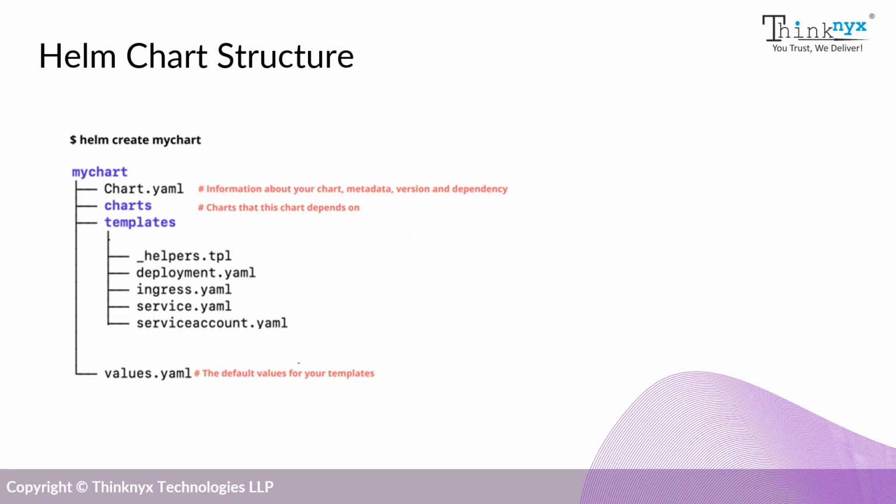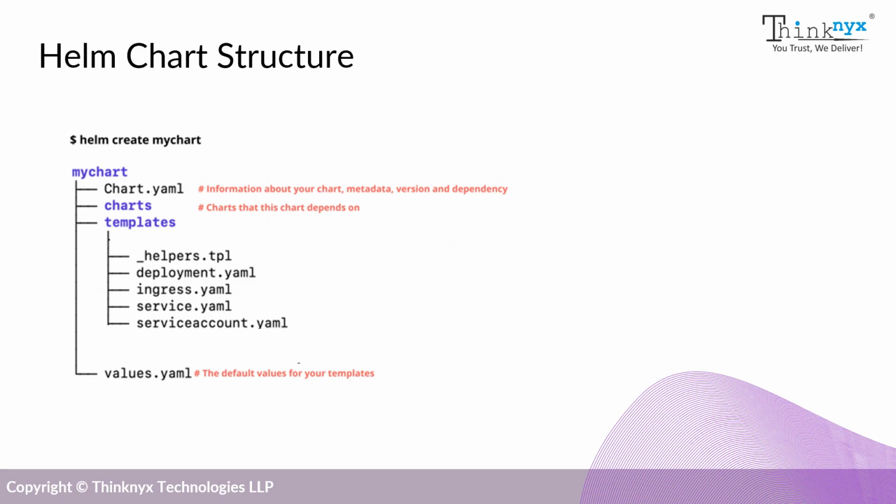The templates directory contains the template files for Kubernetes resources, such as deployments, ingress, services, service accounts, etc. that will be created when the chart is installed. Here, _helpers.tpl is a special file used in Helm charts for defining template helper functions. These templates use Go templating to insert values from the values.yaml file. The template file typically has a .yaml extension.